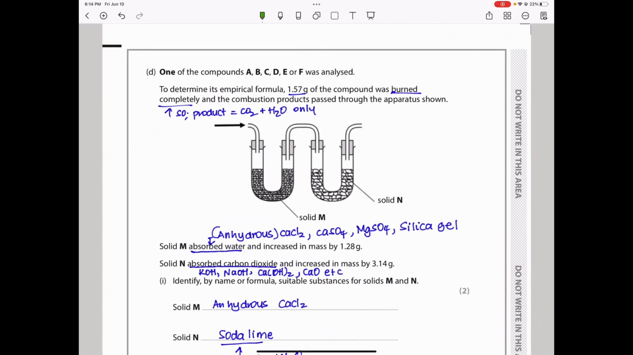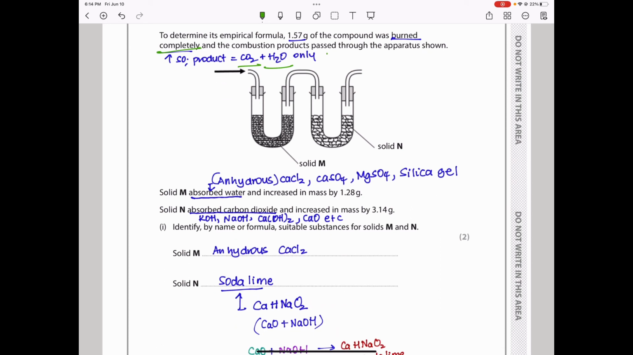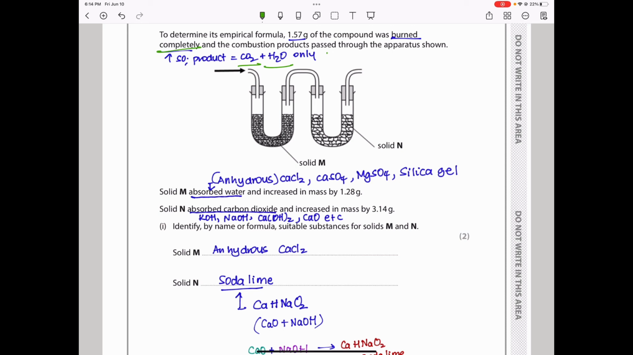One of the compounds A, B, C, D, E, or F was analyzed. To determine its empirical formula, 1.57 grams of this compound was burned completely, and the combustion products were passed through the apparatus. If they say burned completely, it means only carbon dioxide and water were produced, except the excess oxygen, but the two products are going to be carbon dioxide and water. So they say solid M absorbs water and increases the mass by this. So this should be the mass of water generated. Anything that absorbs water should be anhydrous, so it can be anhydrous calcium chloride, anhydrous calcium sulfate, anhydrous magnesium sulfate, or you could even use silica gel.